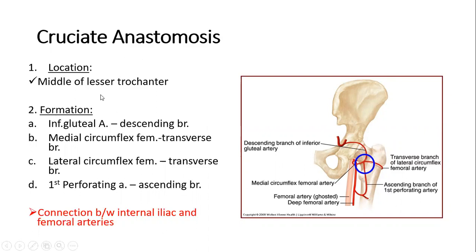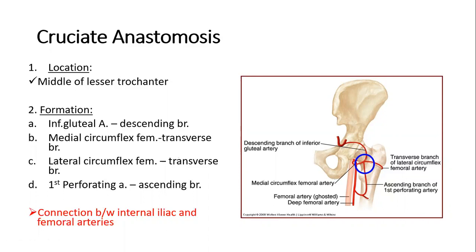Formation. How is this anastomosis formed? What are the arteries, what are their branches that participate to form this anastomosis? The main arteries that participate with the help of their branches to form this anastomosis at the middle of the lesser trochanter of femur are inferior gluteal artery, medial circumflex femoral artery, lateral circumflex femoral artery, and first perforating artery. Their branches basically participate to form the cruciate anastomosis.